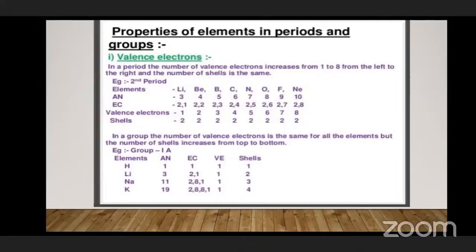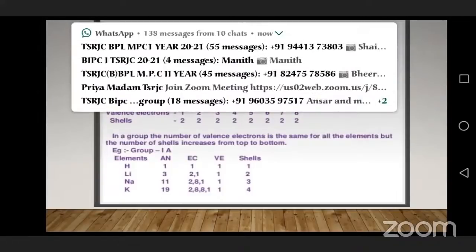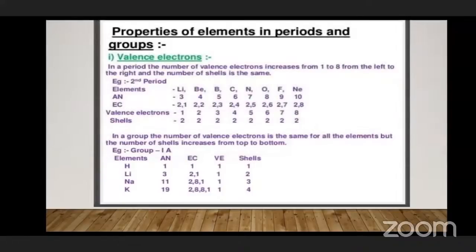So the number of electrons present in the valency shell, that is the last shell, are generally called valence electrons. Once you observe lithium, second shell 2s1, how many electrons are present? 1. Like that, in beryllium 2, in boron 3, it keeps increasing by 1 electron.